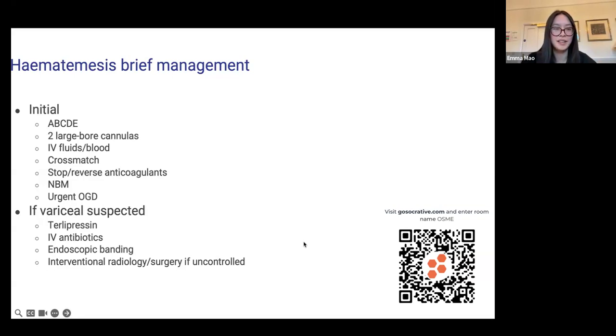Okay, and then quickly, the next one is a 31-year-old woman presents after vomiting blood. She has been repeatedly retching after drinking alcohol the previous night. She is hemodynamically stable and has no history of liver disease. What is the most likely diagnosis?